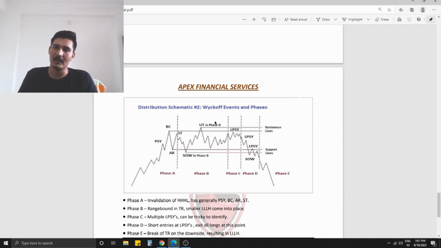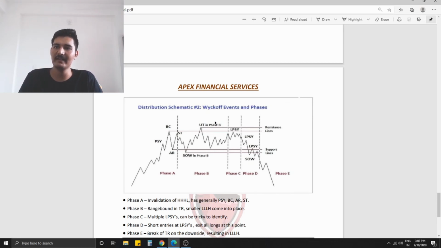Now, coming to the phases, the 5 phases, it's slightly different than what we had on the accumulation side of things. Starting with the first one, you have phase A, which is basically, for example, if I go back to the accumulation one, you had invalidation of lower lows, lower highs. Here it's the exact opposite, invalidation of higher highs and higher lows. Typically, phase A includes your PSY, BC, AR, and ST. Then we move on to phase B, which is where you have a clear established trading range, a TR, similar to the one that we had in accumulation. But in this case, instead of smaller higher lows, we have smaller lower highs that come into formation.